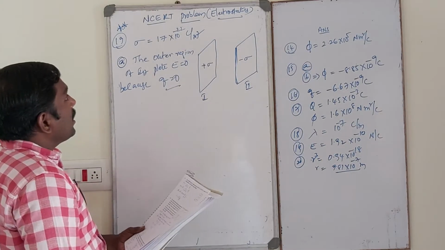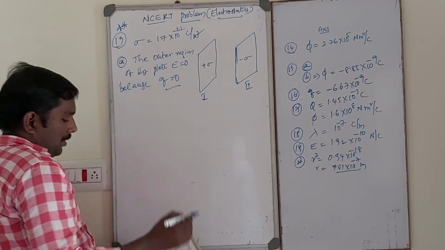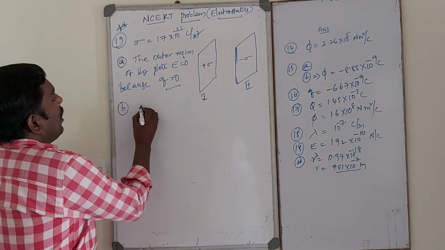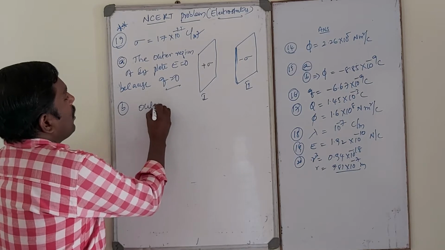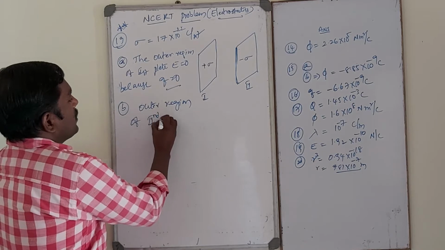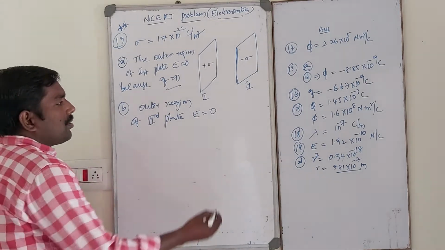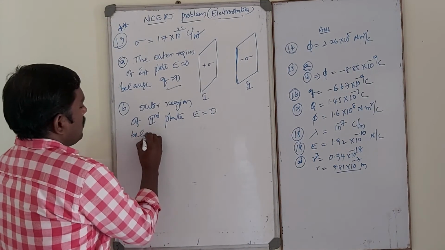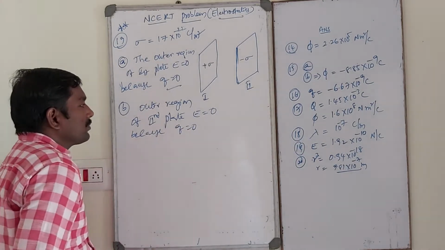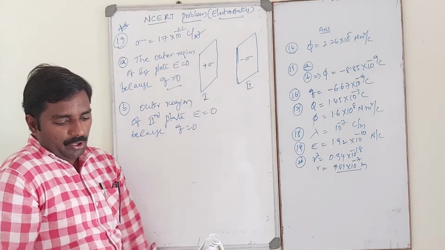What is the electric field in the outer region of the first plate? 0. Similarly, the second one: in the outer region of the second plate, the electric field is also 0 because there is no charge, because Q is equal to 0.